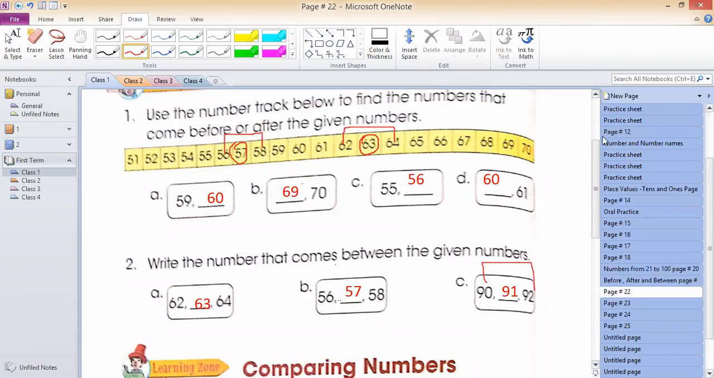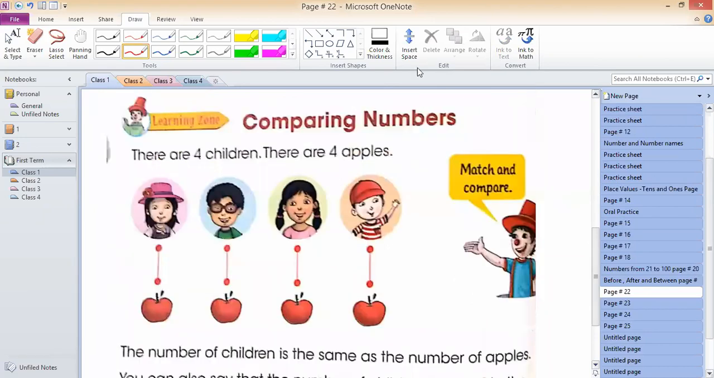So guys, we finished that topic. Is there any problem in the topic before, after, and between? No, sir. Okay, guys, if you have any problem in the topic before, after, or between, you can send a message. I'll make you understand again.